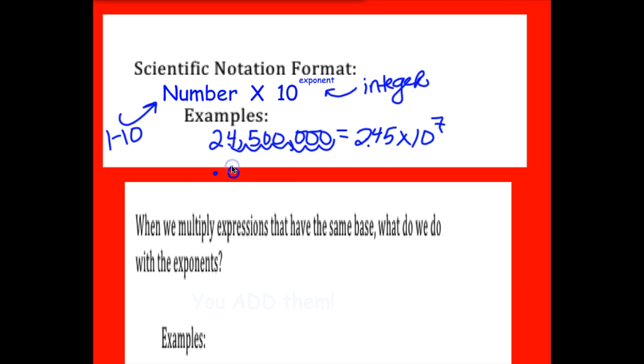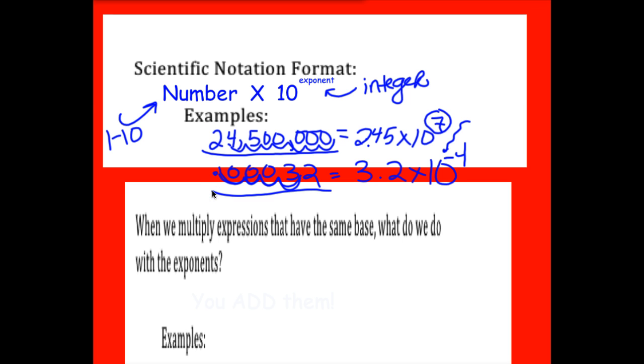If I were to write 0.00032, I'd go 1, 2, 3, 4. I'd have 3.2 times 10 to the negative 4. It's a very small number. By moving this decimal to the right, I'm technically multiplying. So to keep that in balance, I need to divide. I don't know how you like to think about that. I just like to say if it's big, I get a positive exponent. If it's a small number, I get a negative exponent.